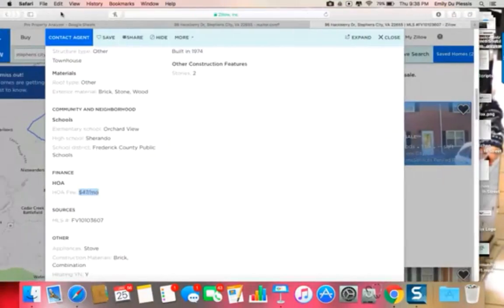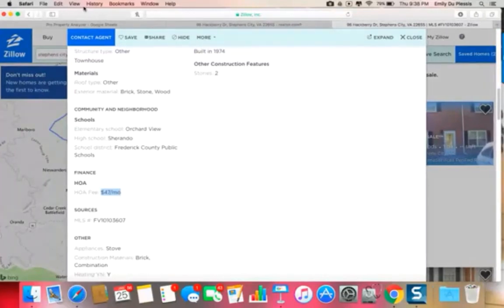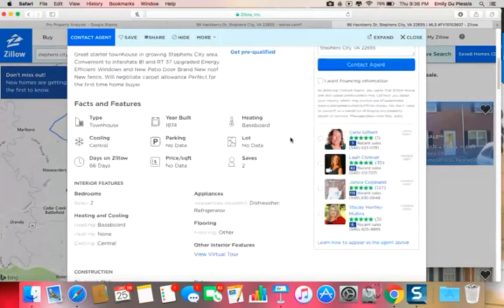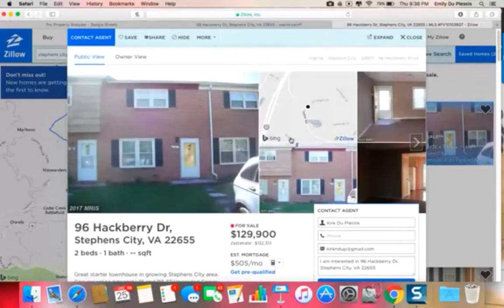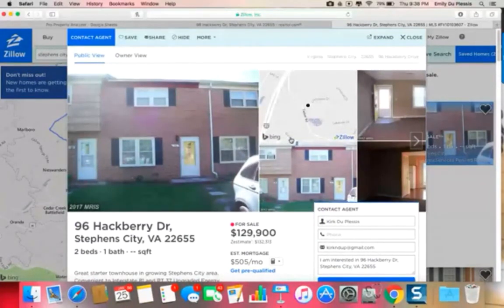And if you have easy access to that, you can run these numbers quickly at any time and be able to know whether or not a property is worth going after or not.